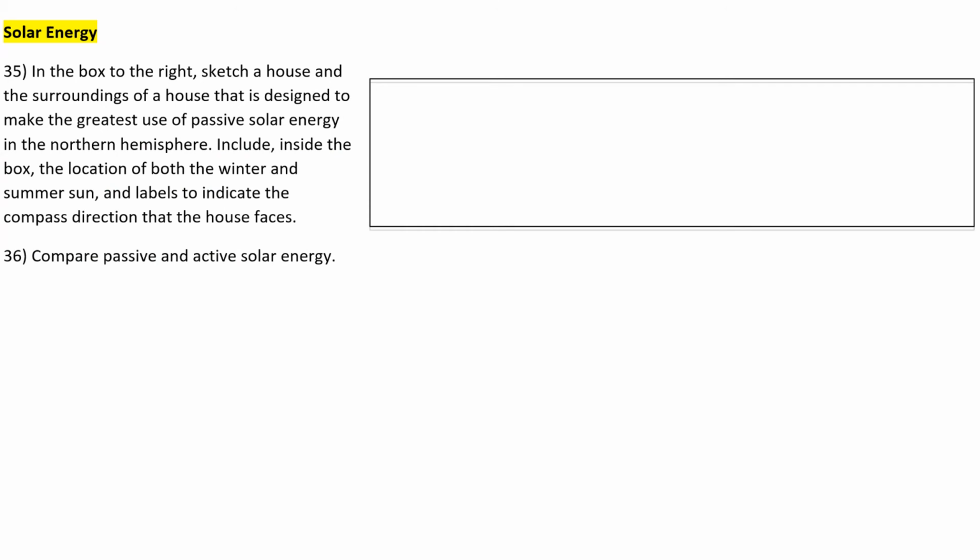In the box to the right, sketch a house and the surroundings of a house that is designed to make the greatest use of passive solar energy in the Northern Hemisphere. Include inside the box the location of both the winter and summer sun and labels to indicate the compass direction that the house faces. So I'm going to draw a simple house here. A chimney, the roof, it has some opening here. So an opening to allow the sun to come in.